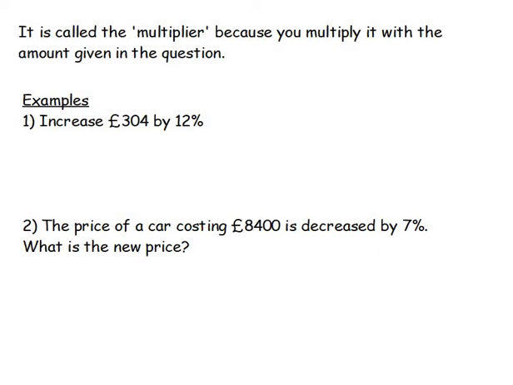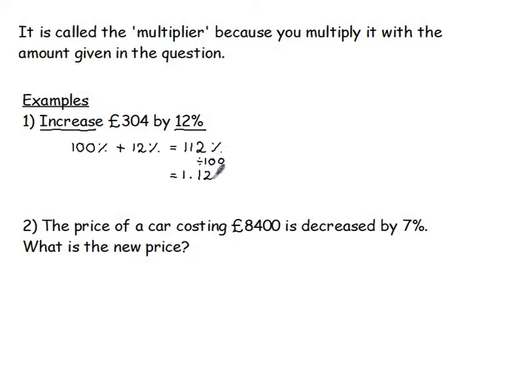So we're going to have a look at a number of examples here on different increase-decrease questions. Number one, increase £304 by 12%. So the first thing that I'm going to do is work out my multiplier. Remember, it's increase and by 12%. So we always start with 100%. We're increasing, so we're adding the 12. 100 add 12 gives you 112%.